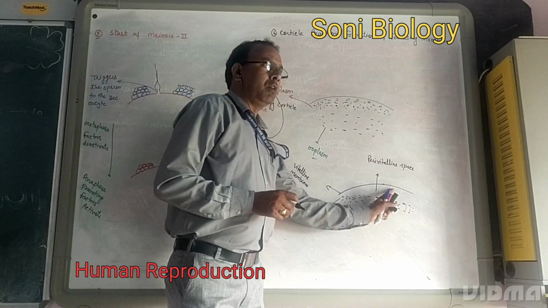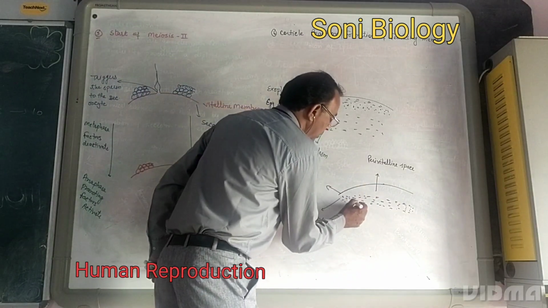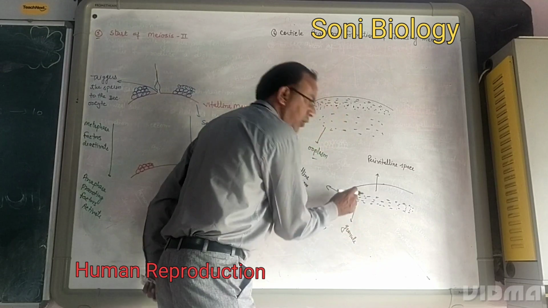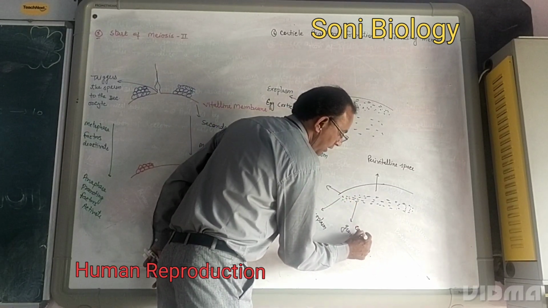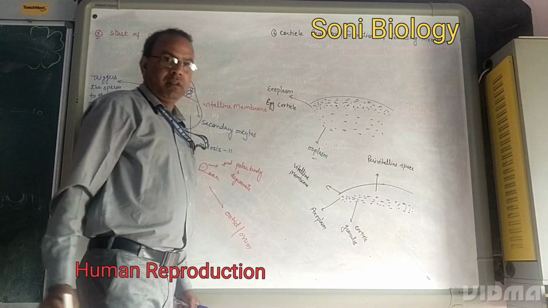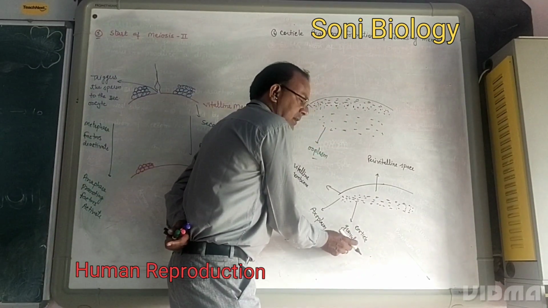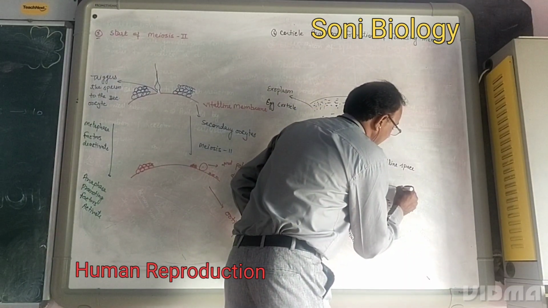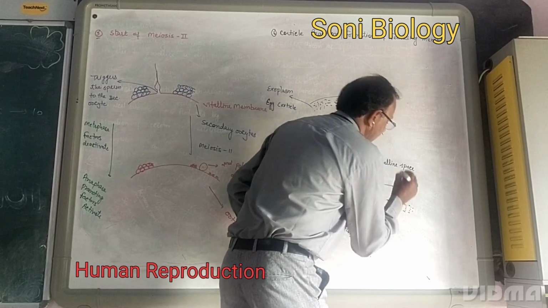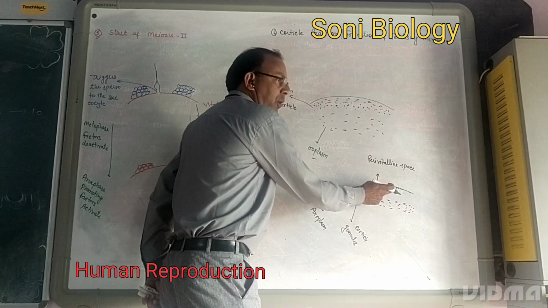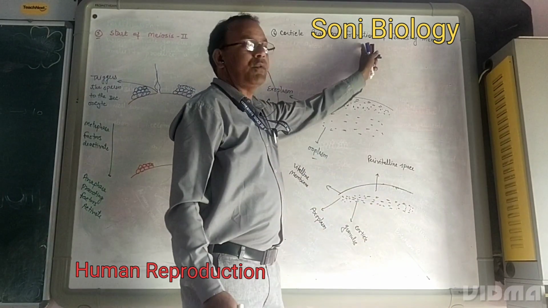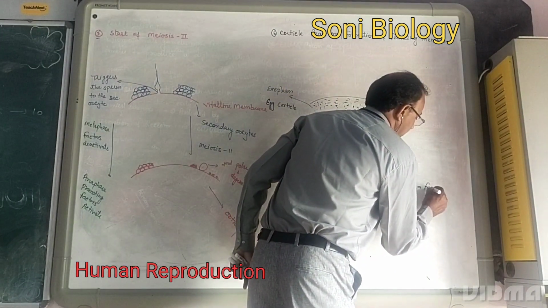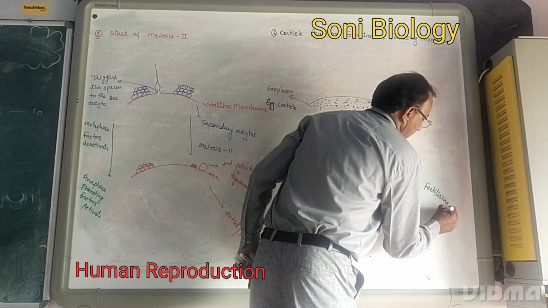With this formation of the vitelline membrane, some granules are also present. The granules present in the cortical zone are called cortical granules. These cortical granules reach near the vitelline membrane, and this forms a new layer. This new layer is called the fertilization membrane.